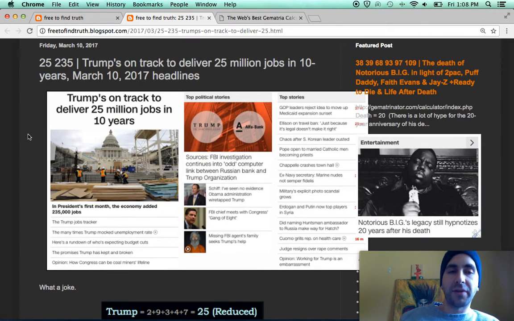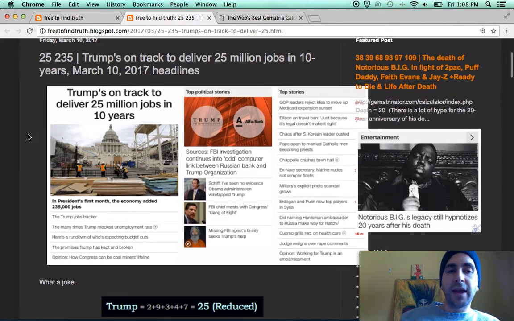Here's another story from today. Another headline. Trump's on track to deliver 25 million jobs in 10 years. Wall Street's at a record high. It eclipsed 21,000 not long ago for the first time. All of this is propaganda, deception. The market's at an all-time high. It's a house of cards. Investors are doing well while working class people are not.